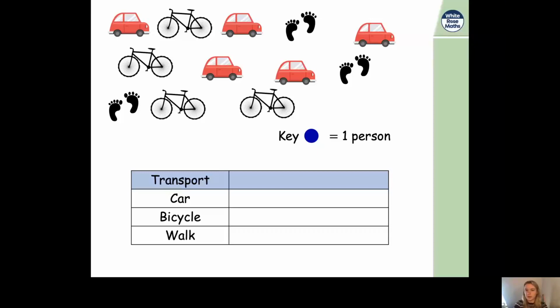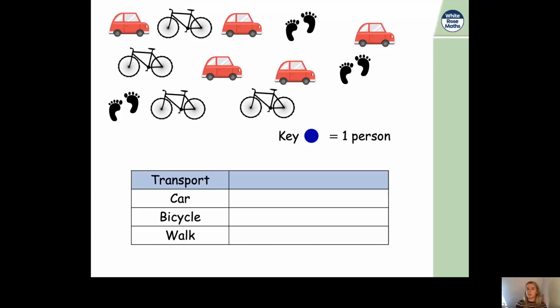Now, can you see our key there? Remember, we have a key in geography when we draw a map, but we also have a key on a pictogram to tell us what each of the pictures represents. So one blue circle will represent one person. Okay, so let me start by looking at the cars. Well, remember when we did the tally charts, I crossed out the pictures as I went, didn't I, to make sure that I didn't count them again.